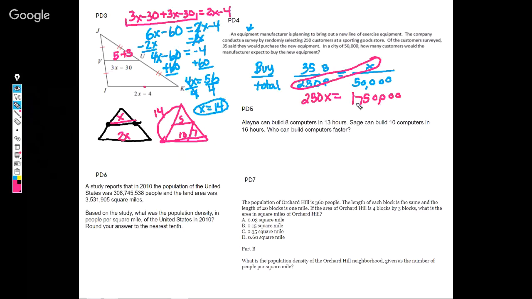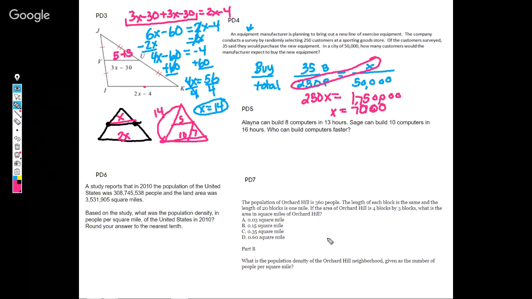1,750,000. Divide that by 250, and you can expect to sell 7,000 pieces of equipment. So again, it's just looking really quick: part over whole, part over whole, part over whole.